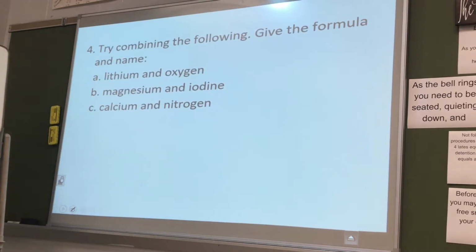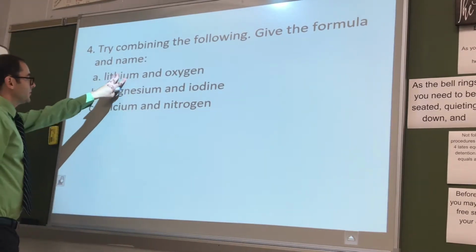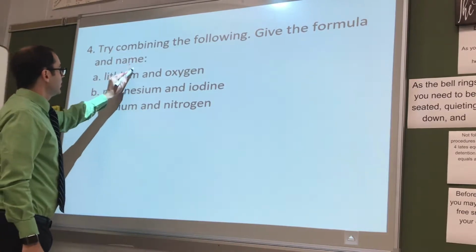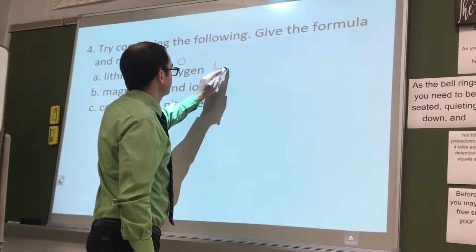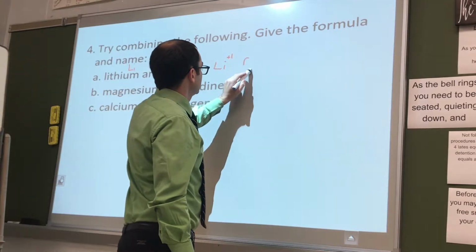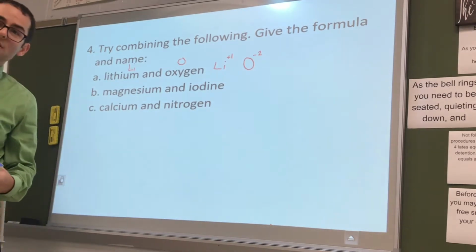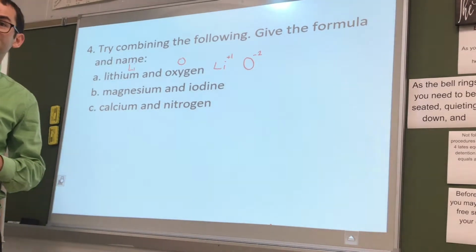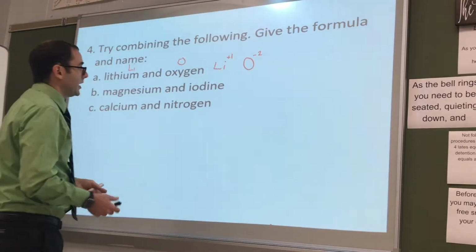Okay, so let's try the first one here. It says, try combining the following, give the formula and the name. Okay, first up, what's lithium's symbol? Li. Good. And what about oxygen? What's the charge of lithium? +1 because it's in group 1. What about oxygen? Good. Okay, so in this case, what do we need more of? We need more lithium, right? Pretty easy to see that we need 2 lithiums for every 1 oxygen, right? That'll balance things out, okay?